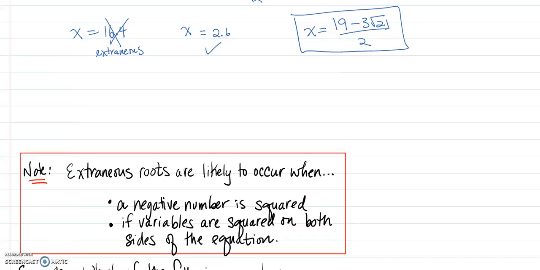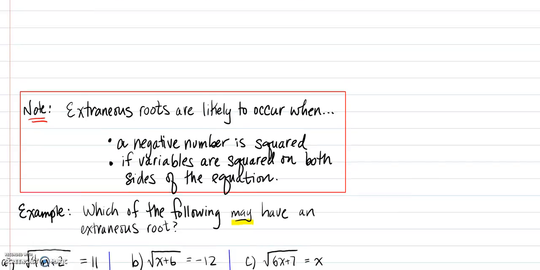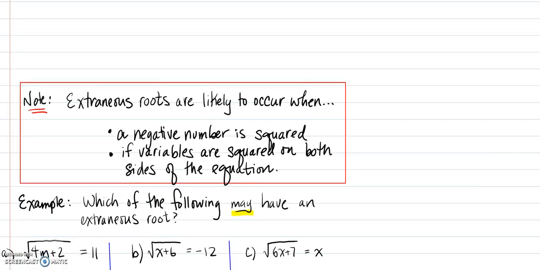Moving on. Extraneous roots are likely to occur when a negative is being squared, or also if variables are squared on both sides of the equation. So let's look at some examples and try to figure out which of the following may have an extraneous root. So in the first one, when I look at that, if I square the left and I square the right, I'm not squaring a negative. Therefore, the square root of a number could be positive. There will be no extraneous root. That is not going to happen.